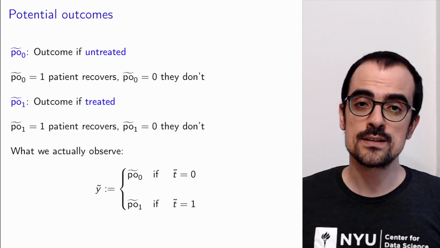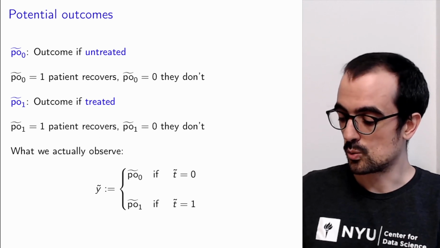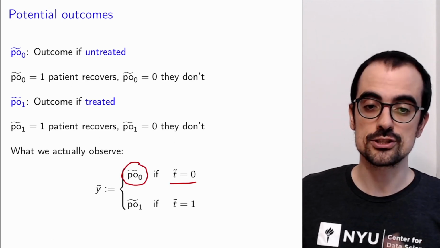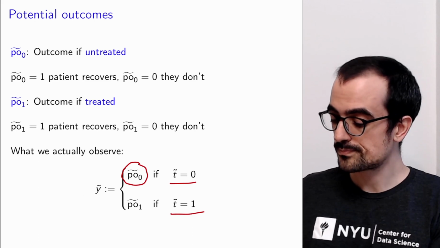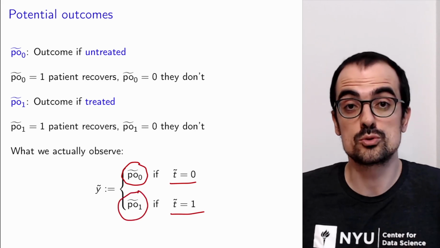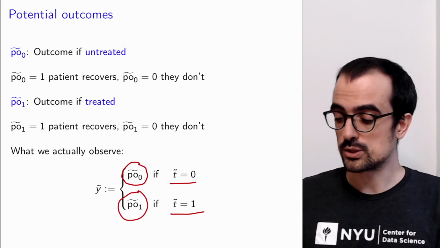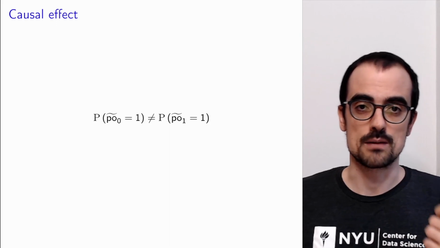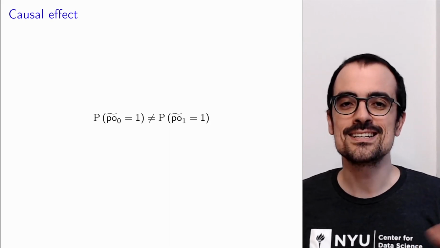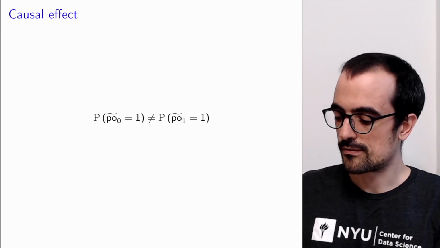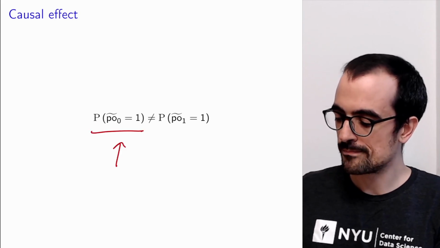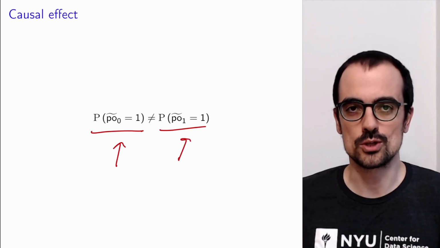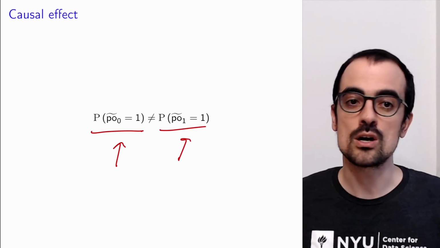What we actually observe depends on the treatment. When the treatment is 0, then we observe the potential outcome associated to no treatment for that patient. When the treatment is 1, we observe the potential outcome associated to treatment for that patient. What we really want to determine is how the probability that each potential outcome equals 1 compare. Because again, what we're comparing is the fraction of people that recover when we treat nobody and the fraction of people that recover if we treat everyone. And this is exactly what we want to know, right? What difference would the drug make on the whole population?